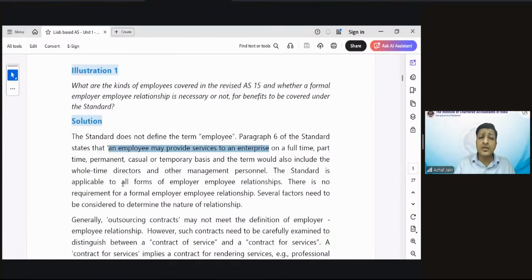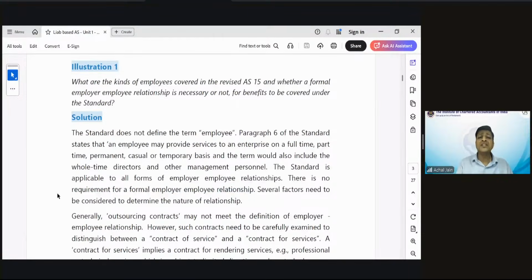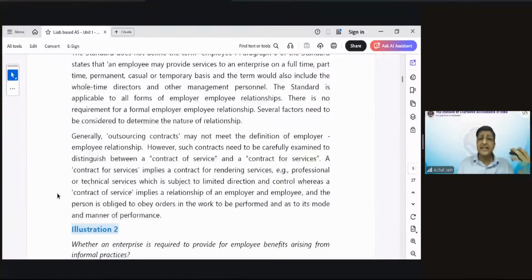Standard is applicable to all forms of employer-employee relationship. Further, there is no specific requirement for a formal employer-employee relationship. So now, what do you consider in this case? So the standard says several factors you need to consider to determine the nature of this relationship, which is about employer-employee. Generally, outsourcing contracts may not meet the definition of employer-employee. However, such contracts need to be carefully examined.